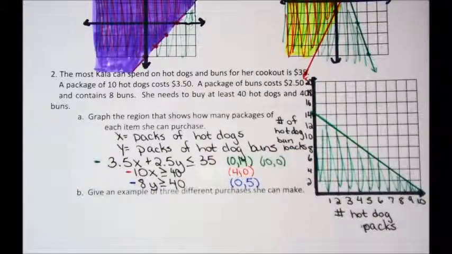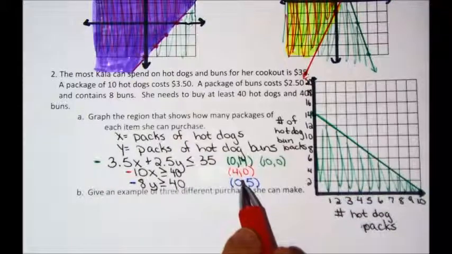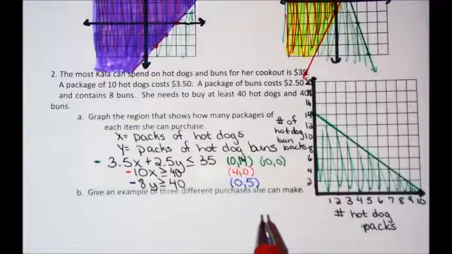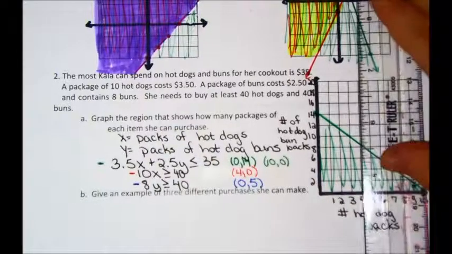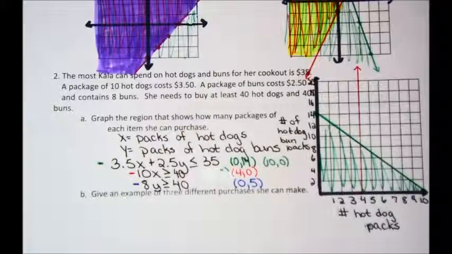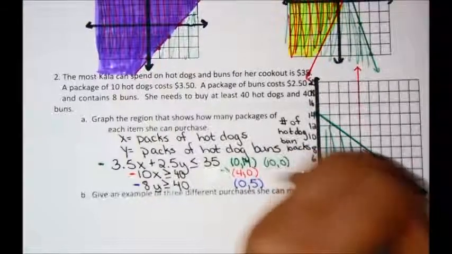The second equation I've already identified is a vertical line, and the x-intercept is at 4. Therefore, it's a vertical line at 4. It's equal to, so it's a solid line. We know that x is greater than, so I'm going to shade to the right.